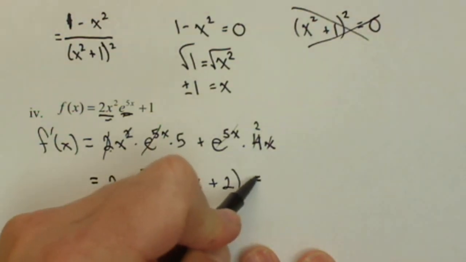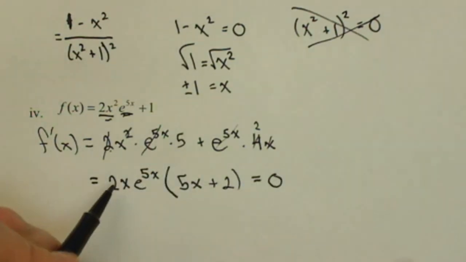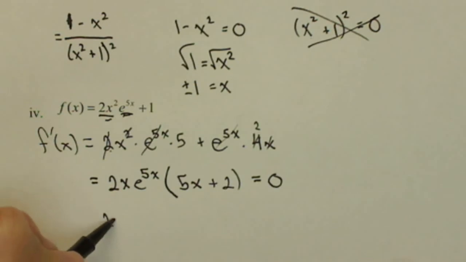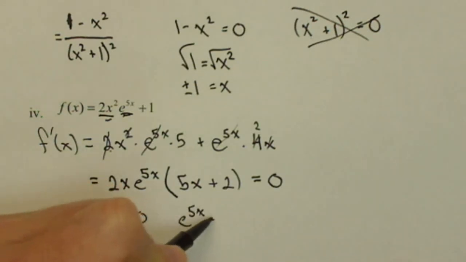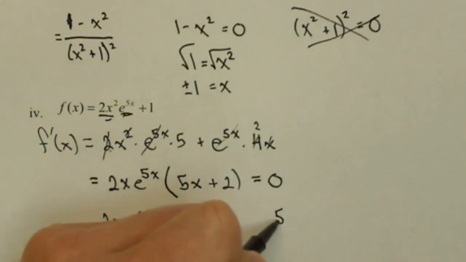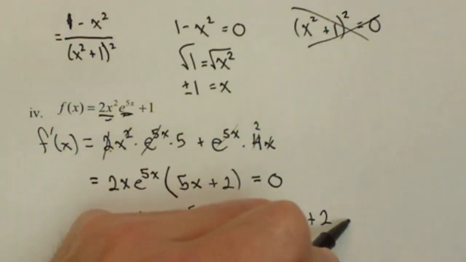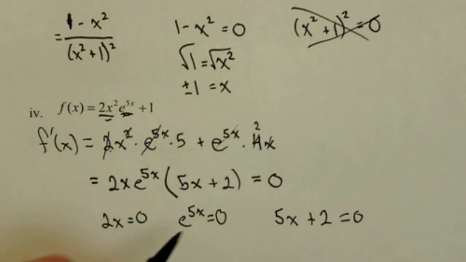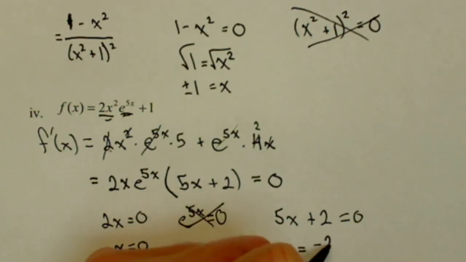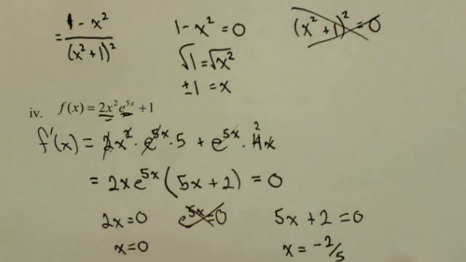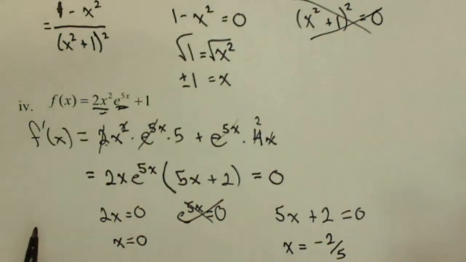We're going to set this equal to 0, and that means we can set each part of the product equal to 0. So we have 2x equals 0, e to the 5x equals 0, and 5x plus 2 equals 0. This has no solution. It will never be 0. This has a simple solution that is 0. And this one, if we solve, we're going to get x equals negative 2/5. So there's our 2 critical points.